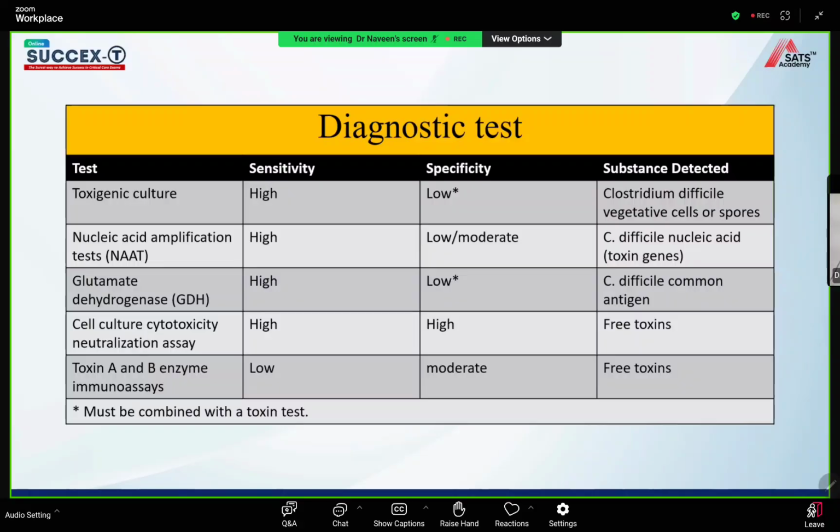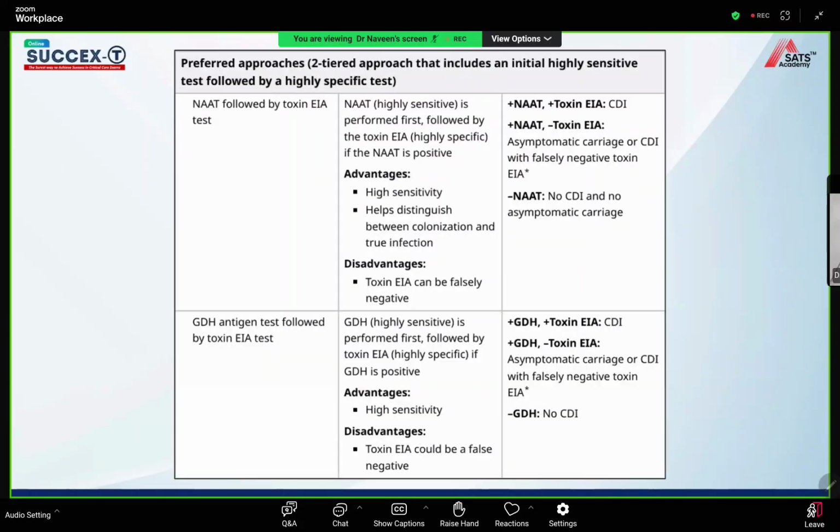I will be discussing the approach, how we'll be going through it. There are two kinds of approaches. There is a two-tier approach. In the two-tier approach, first a highly sensitive test is followed by a highly specific test: NAT followed by toxin, or GDH followed by toxin.